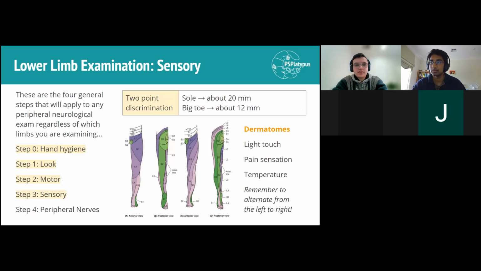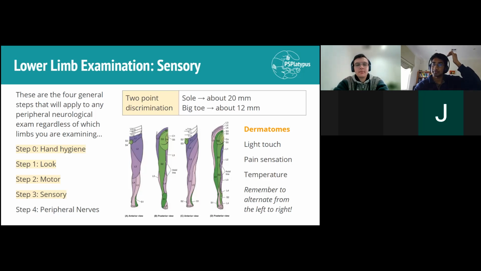And remember, with all your dermatome tests, light touch, pain sensation, temperature, you want to alternate between your left and your right to compare. Also, one thing I forgot to mention, but it's in the speaker notes, is for dermatomes, you want to always compare it to a set standard. And the way you do that is by first testing it on the sternum. That's just the way that you usually do it. And then you go down to the lower limb or upper limb.